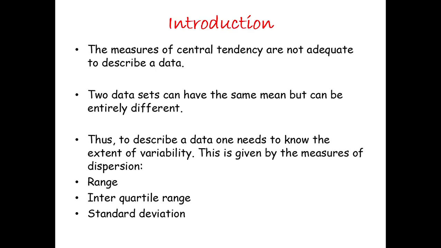Today I am going to discuss statistical variation. Coming to the introduction, the measures of central tendency are not adequate to describe data. Two data sets can have the same mean but can be entirely different. Thus, to describe data, one needs to know the extent of variability. This is given by the measures of dispersion, and the other measures are range, interquartile range, and standard deviation.